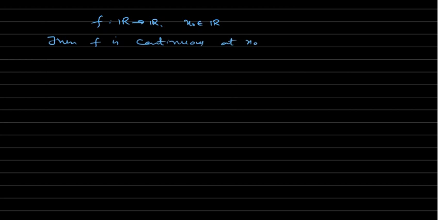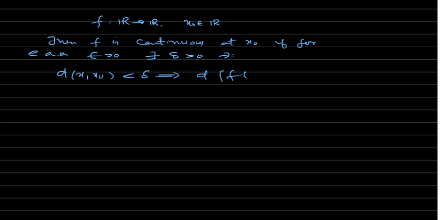Then f is continuous at x naught if for each epsilon positive there exists delta positive such that, on the real line, we apply the usual metric, that is, mod of x minus x naught less than delta implies mod of f(x) minus f(x naught) less than epsilon. So that's the definition of continuity.